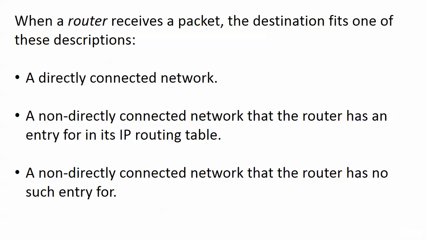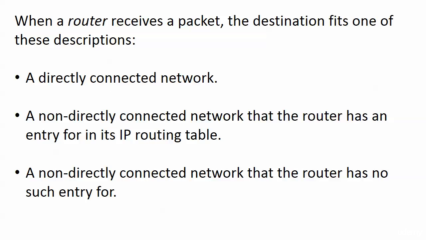Because when a router receives a packet, the destination fits one of these descriptions. It's either going to be a directly connected network, like the two we just saw. It could be a non-directly connected network that the router has an entry for in its IP routing table. And then the one we have to be a little wary of: a non-directly connected network that the router has no entry for. That's the one we've got to really watch out for.